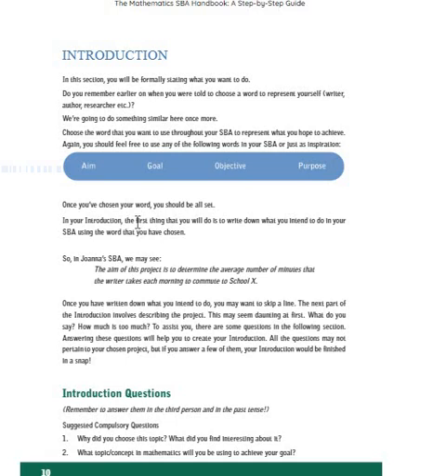In your introduction, the first thing that you will do is to write down what you intend to do in your SBA using the word that you have chosen. So, in Jonas SBA, we may see: The aim of this project is to determine the average number of minutes that the writer takes each morning to commute to school X. Once you have written down what you intend to do, you may want to skip a line.